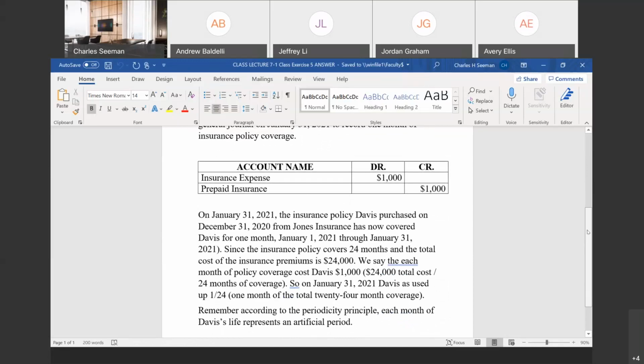So on January 31st, the insurance policy purchased on December 31st from Jones has now covered Davis for 1 month. Since the insurance policy covers 24 months and the total cost of the premium is 24,000, we said that each month of policy coverage costs Davis $1,000. So on January 31st, 2021, Davis has used 1/24 of the policy.